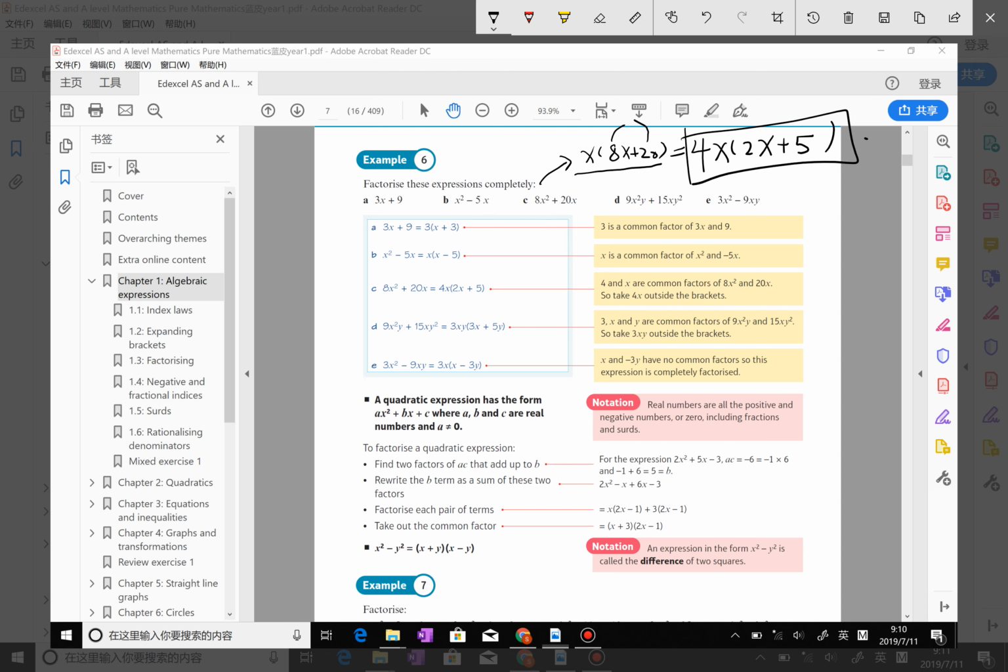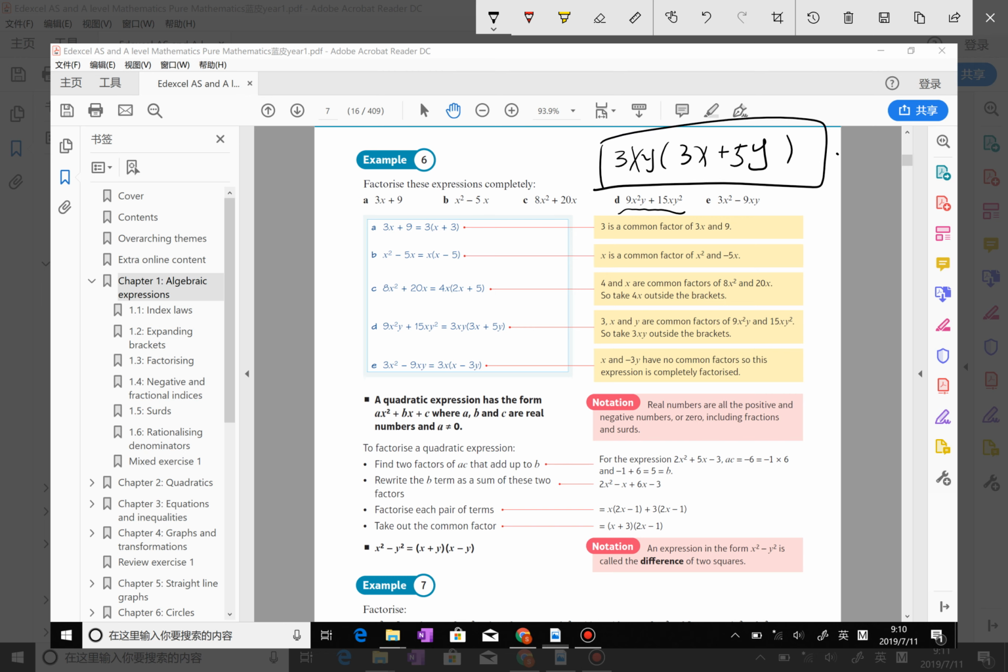Okay, let's look at d. So you have 9x squared y plus 15xy squared. So the first step, we can easily find we can take 3xy out, so 3xy times 3x plus 5y. So this is the final answer. Let's look at e. So easily we can find we can take 3x out, so 3x times x minus 3y. This is the final answer.